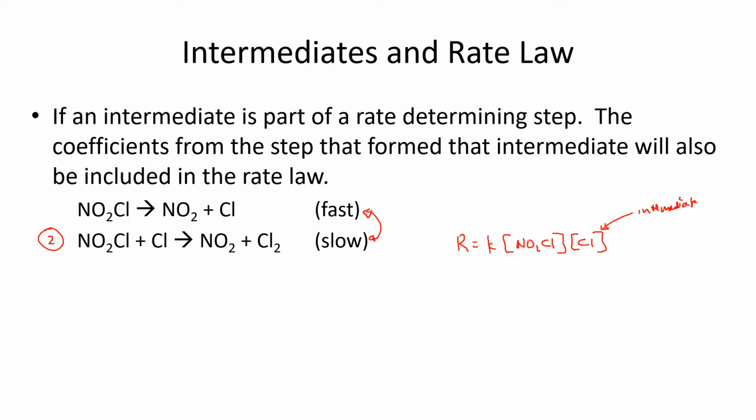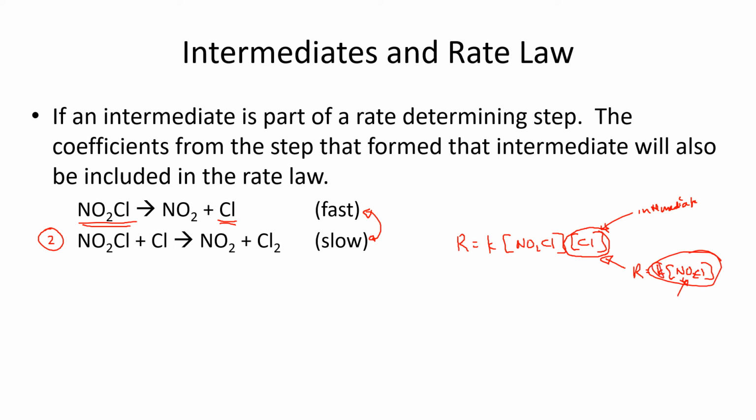So we have to include the concentration of the substance that will produce that intermediate. So the intermediate came from the previous step, which means it's this reactant, which happens to be the same reactant as in the second one, that determines the concentration of those chlorine radicals. So we're going to sub in the rate for this one. So this was determined by the constant times the concentration of NO2Cl.